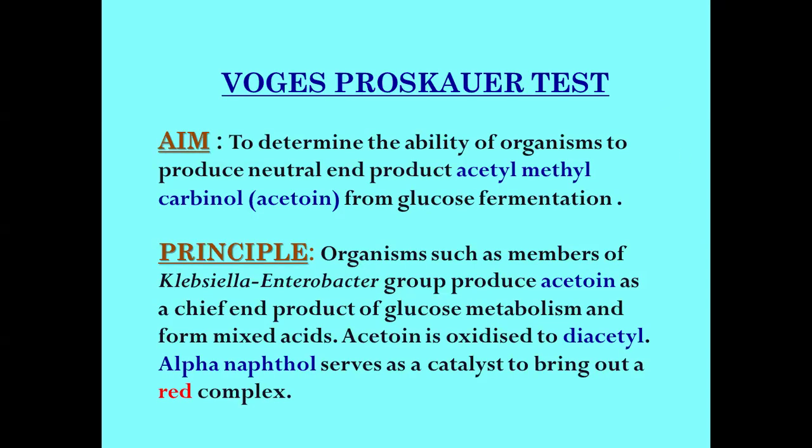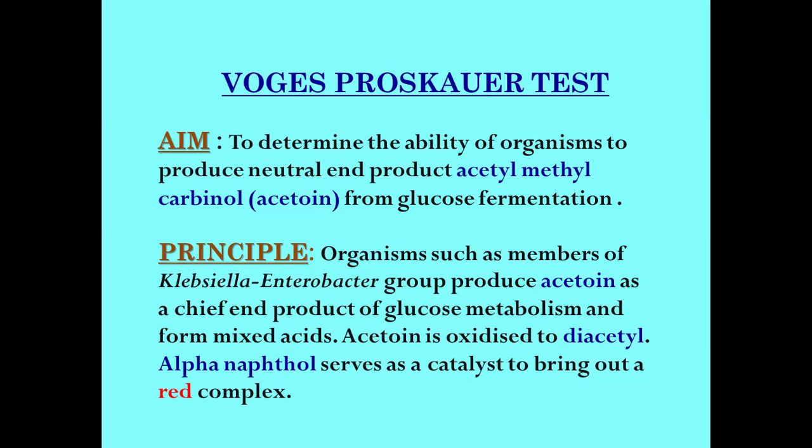Now coming to the next test in the IMViC test, called the Voges-Proskauer test. This is to determine the ability of the organism to produce the neutral end product called acetyl methyl carbinol, in short acetoin, which is produced by glucose fermentation. Here I have taken Klebsiella or Enterobacter for our understanding. These two produce a stable acid, the product acetoin, which will be the chief end product of glucose metabolism, and form a mixed acid.